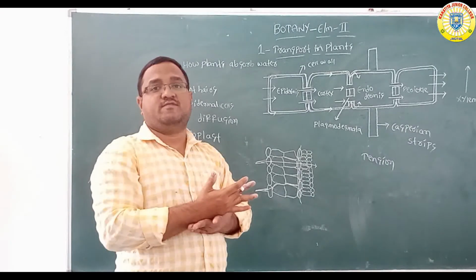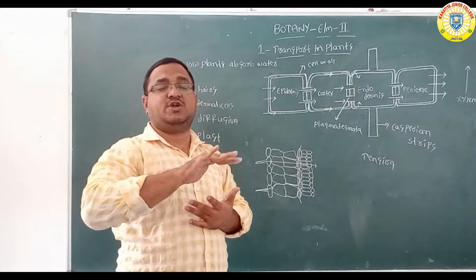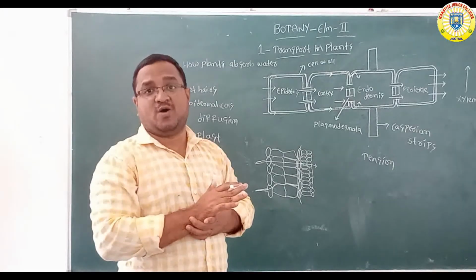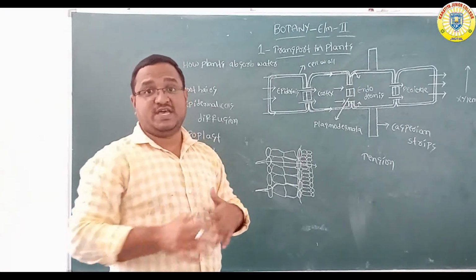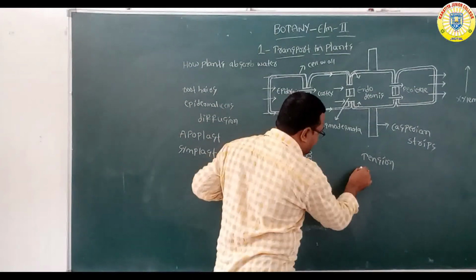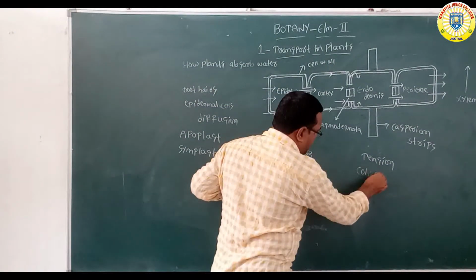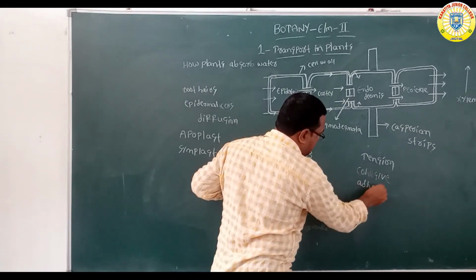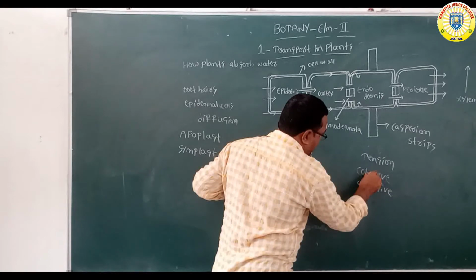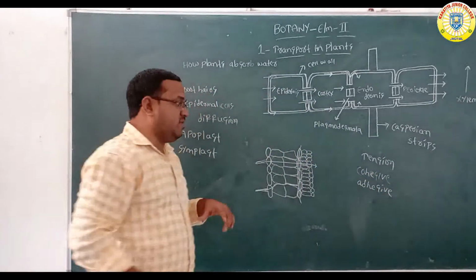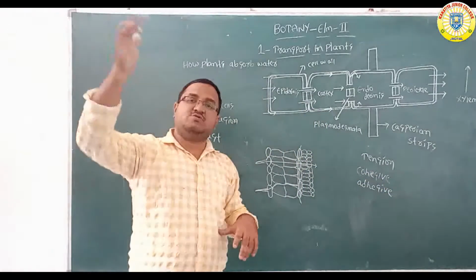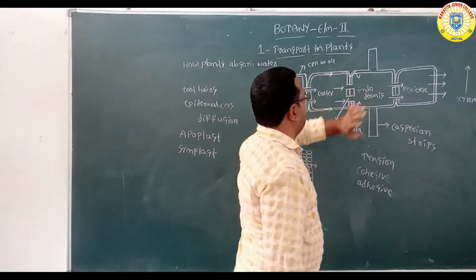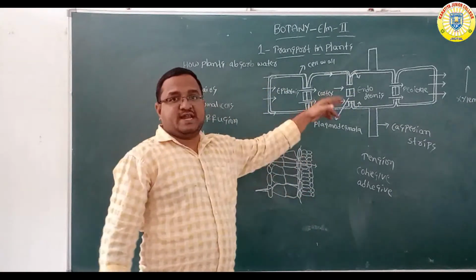Whenever the water evaporates into the intercellular spaces, a tension develops in the continuous stream of water because of the adhesive and cohesive properties of the water. Because of these properties, water moves continuously. Okay, this is about the apoplastic system, except the Casparian strips.